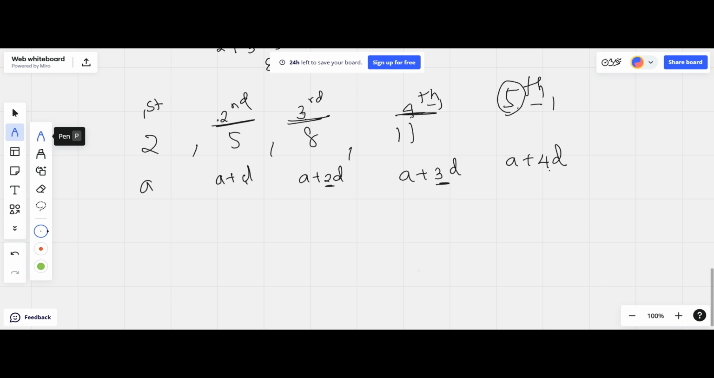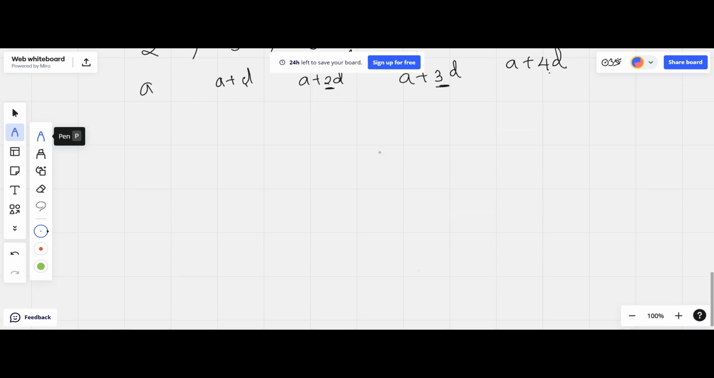Here the third term, 3 minus 1, 2. So 2d. Simple. Okay, so let's say 2, 5, 8, 11, and it goes on and on. Basically, what does it mean that it goes on? 2, 5, 8, 11. The next term would be, the difference is 3, no? So 11 plus 3, 14, 17, 20. Likewise, it will go on.